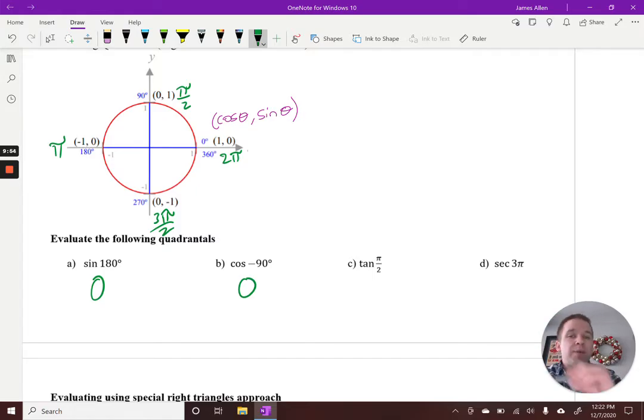Now, tangent of pi over 2. So that's up at the top there, right? And since we said that tangent is y over x, I would take 1 divided by 0. So that would mean undefined.